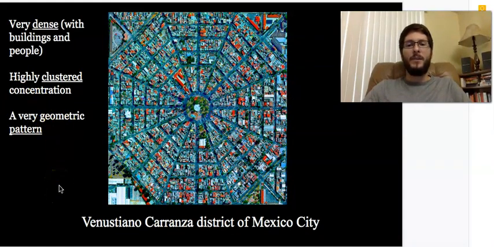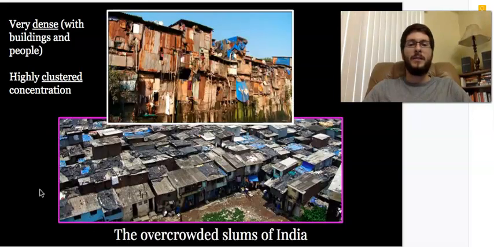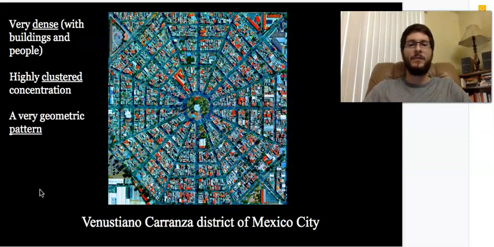Here's another example of dense population, but this one is much more carefully organized and well planned. This is a district of Mexico City, the capital. It's a very geometric looking pattern. As you can see, it's like a perfect octagon. Everything has a very geometric layout. Okay. Again, still clustered, still densely packed, but not to the extent that we saw in this previous photo.